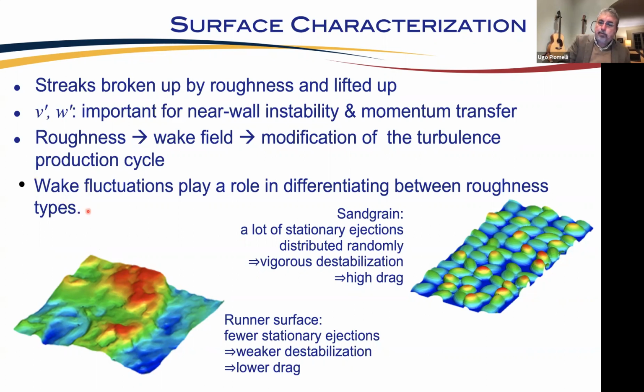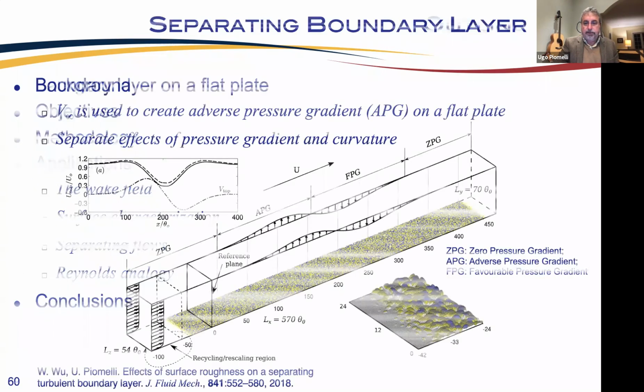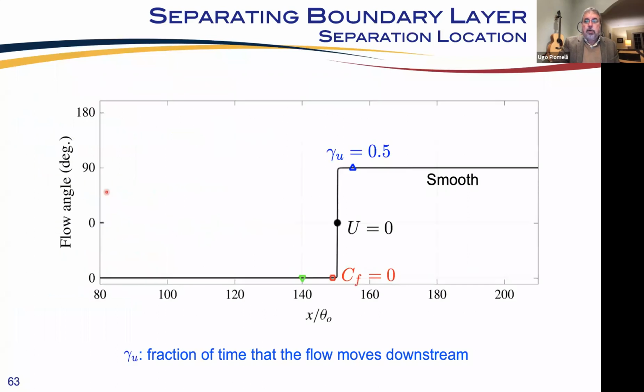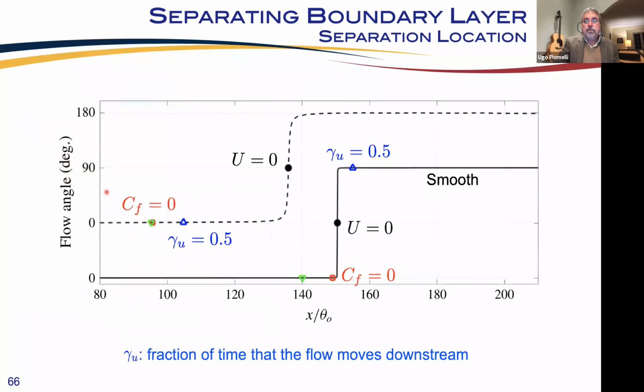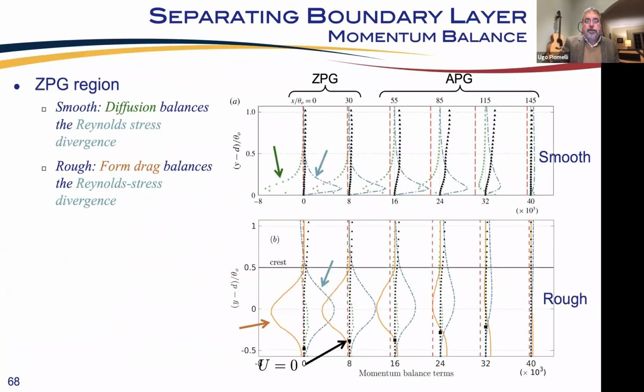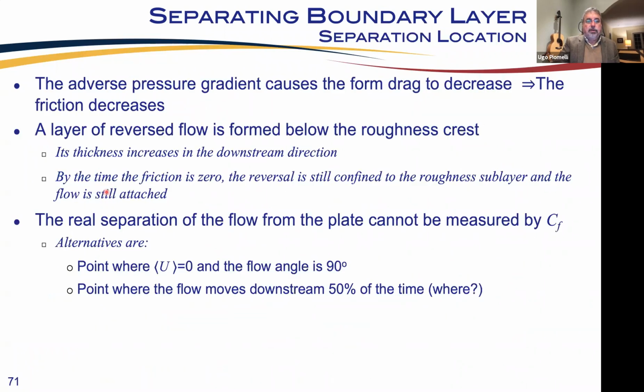And understanding the wake field, I think, can give us a better idea not only of what the value of Ks should be, but also of whether that's enough to represent roughness. And I think I'm going over time here. So let me skip this part and tell you a couple of things about the Reynolds analogy.